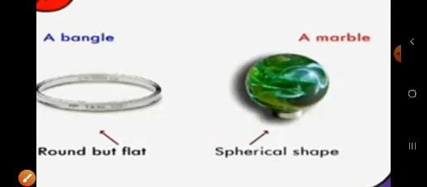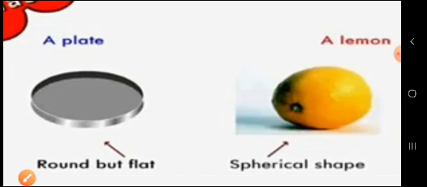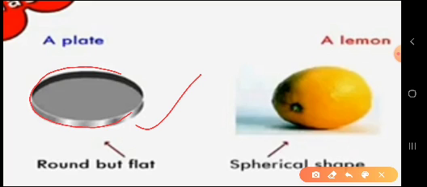Our next picture is a plate. This plate is round and flat. So here we can say it is round but flat, whereas the next picture is a lemon. This lemon is spherical in shape. It is round and spherical in shape.